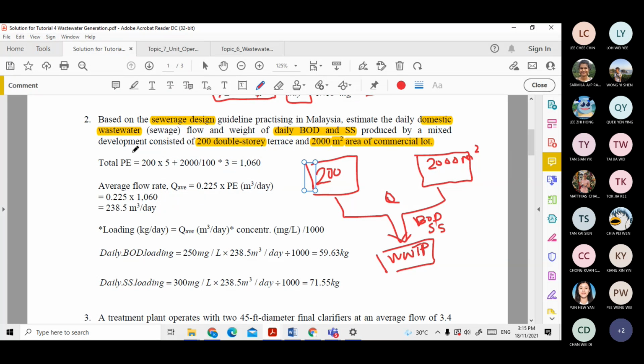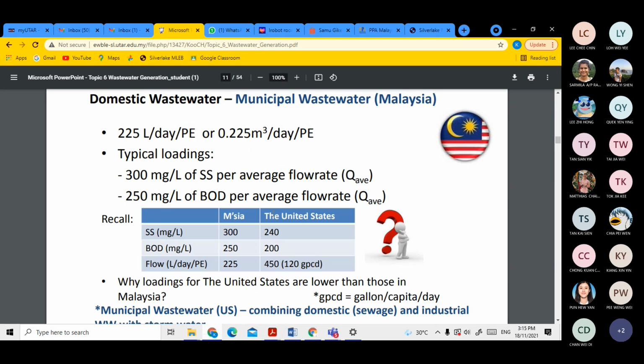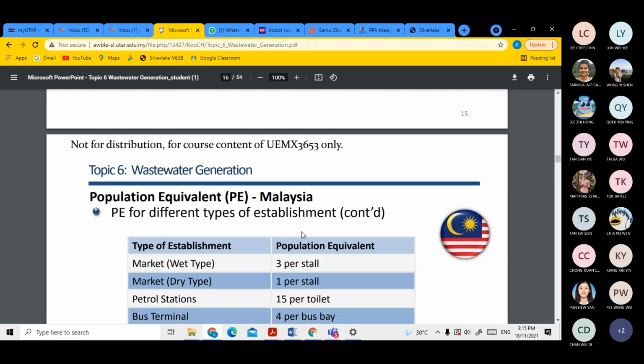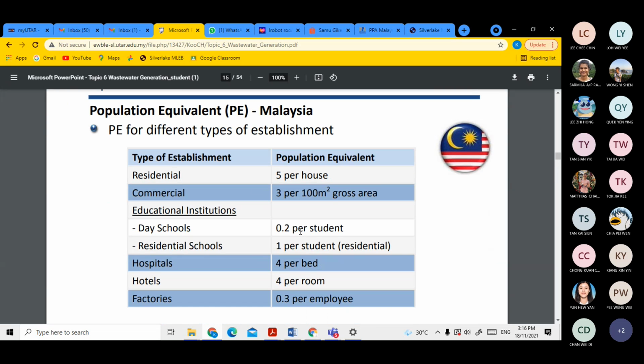So how to get this population? It's based on this PE, and this PE you can refer to your note, this table. This only refers to the Malaysia guideline. It depends on what kind of development. Let's say for residential, it refers to 5 population per house. Because somehow, a family may have less population, but if the house is rented to students, they have more population. So we stick to 5 PE per house.